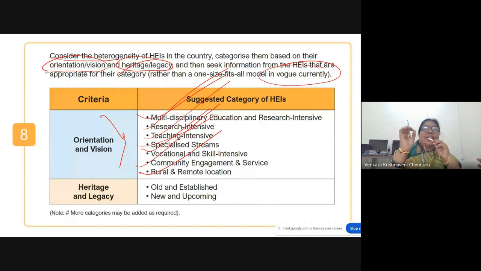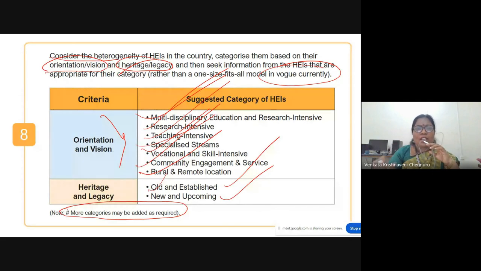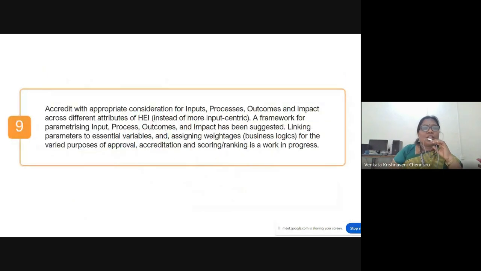And also heritage and legacy is considered. That means, is it an old, well-established institution, or a new institution or upcoming institution? Like that, more categories may be added as required. Till now, the SOP, benchmarks, and manual have not been released. We are talking about the reforms given in Dr. Radha Krishnan's report, which was given on January 27th, 2024. We will know much more about all these implementation details.